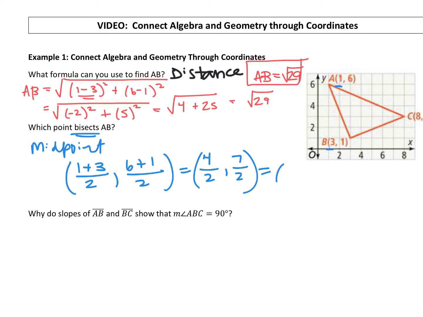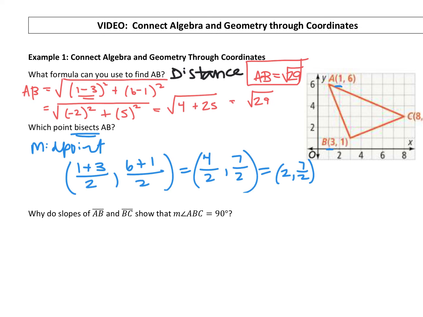And then for our final answer, we can reduce that 4 over 2 to 2. And then the 7 halves will stay 7 halves. And that is the point that bisects AB. So we can bisect by finding a midpoint.